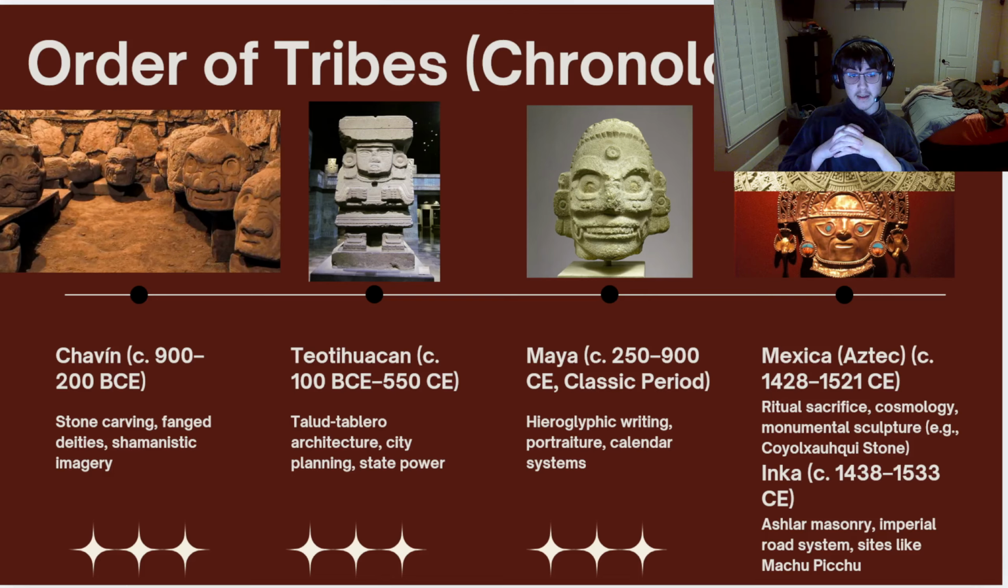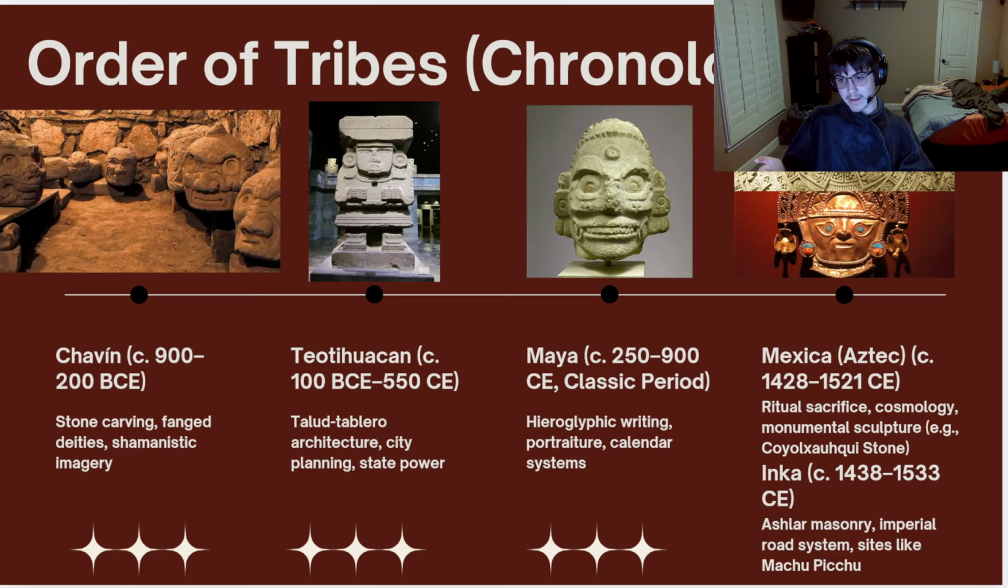The Aztecs, they had a capital. They were very militaristic. They had ritual sacrifices where you stab someone and you let their blood go all over the altar. So they were kind of messed up. And they had monumental stone sculptures such as, I'm not going to say that word. I'm going to say that word. Coyolxauhqui.